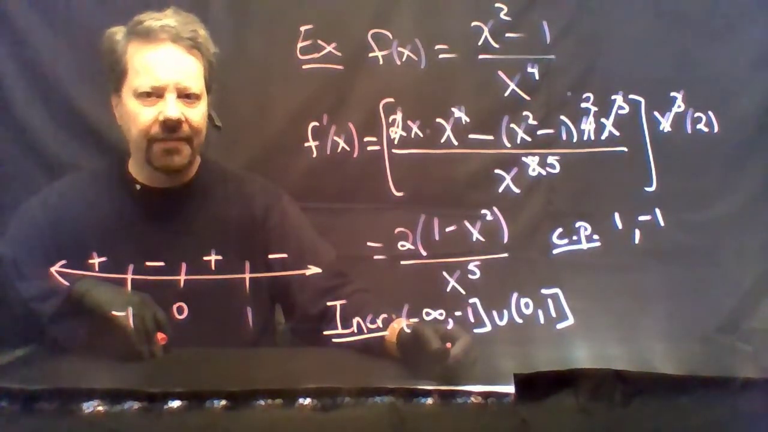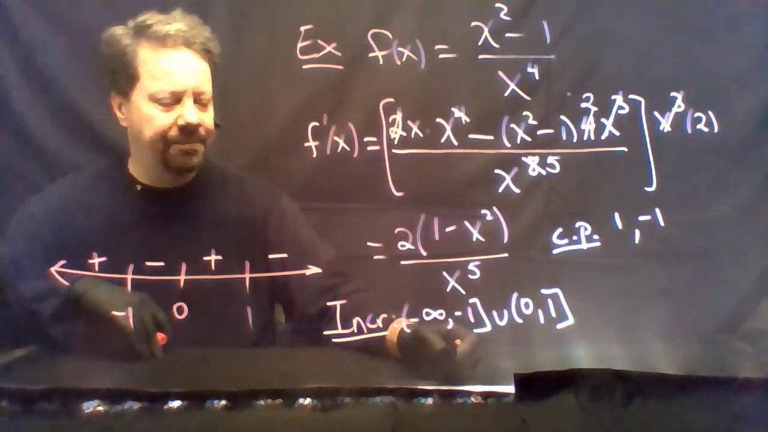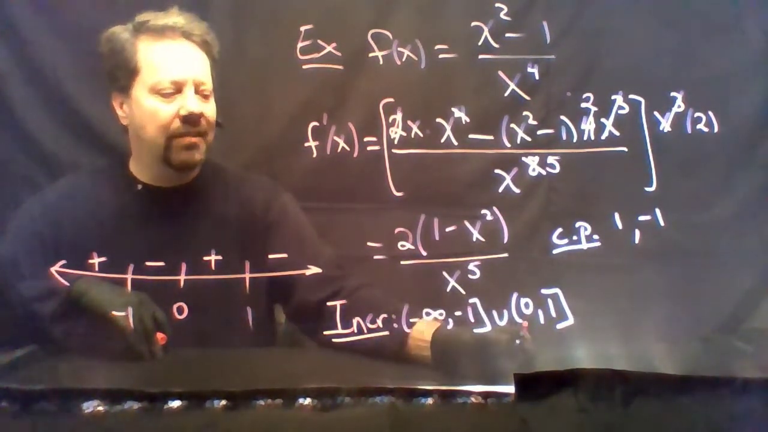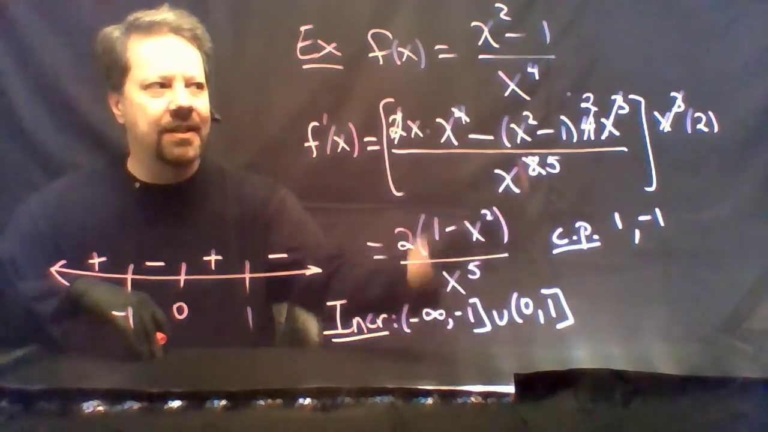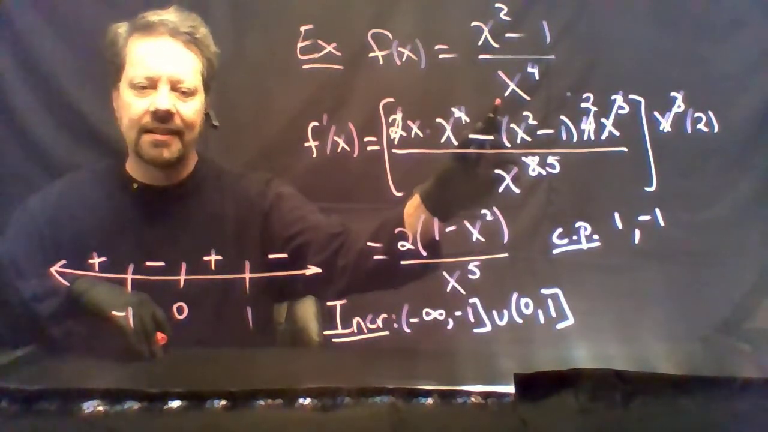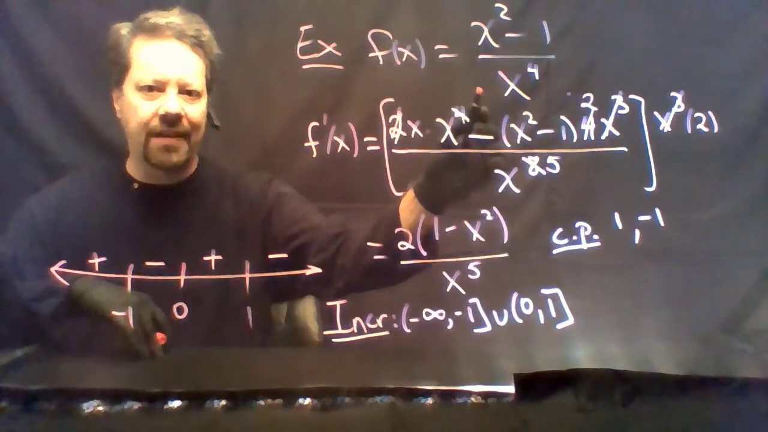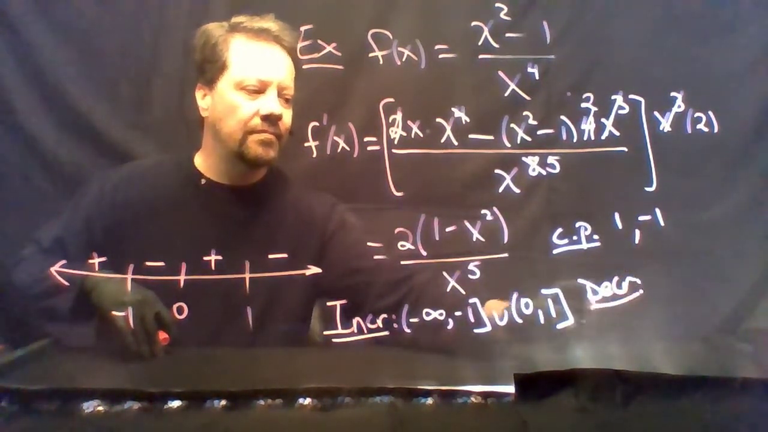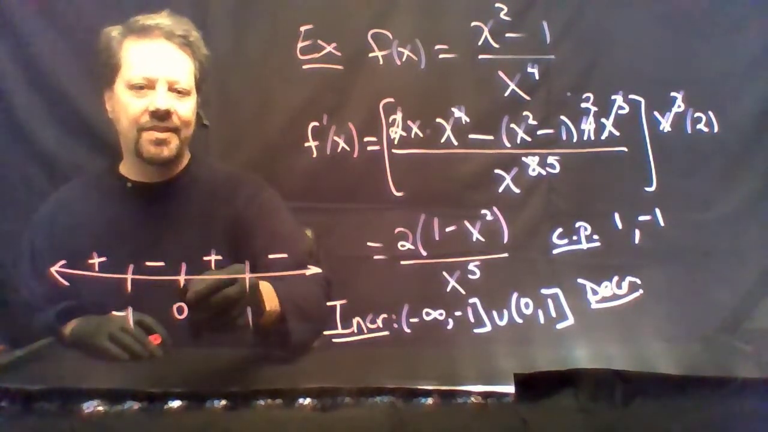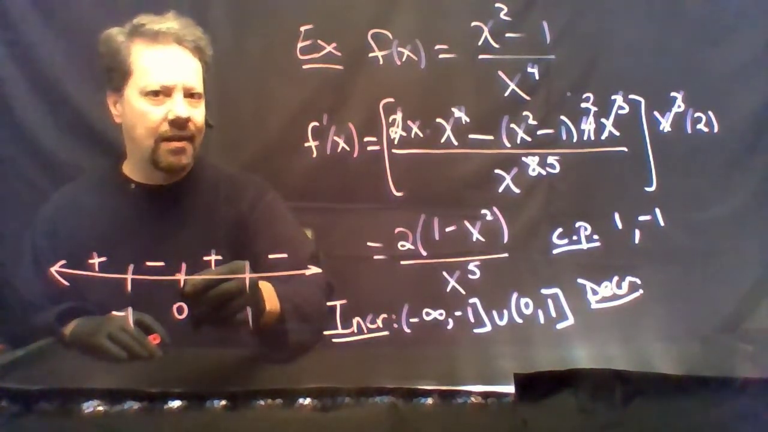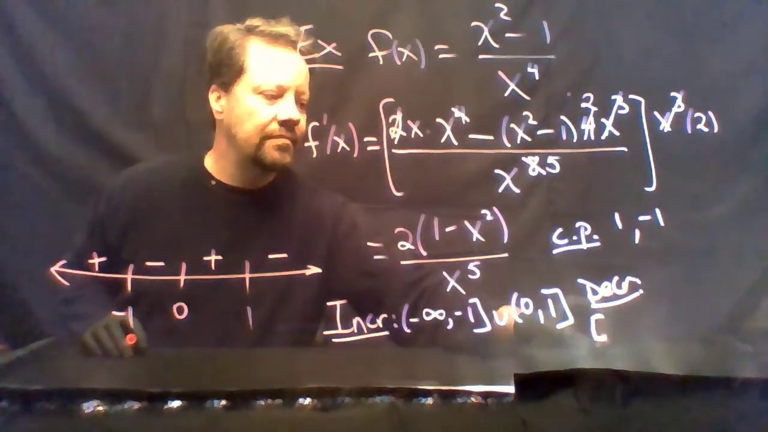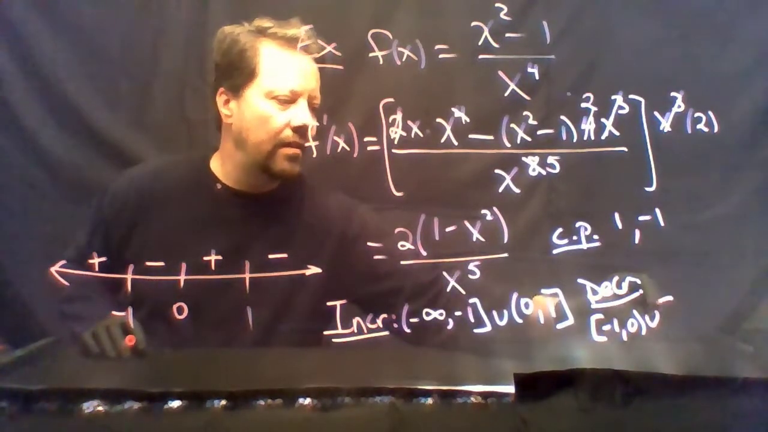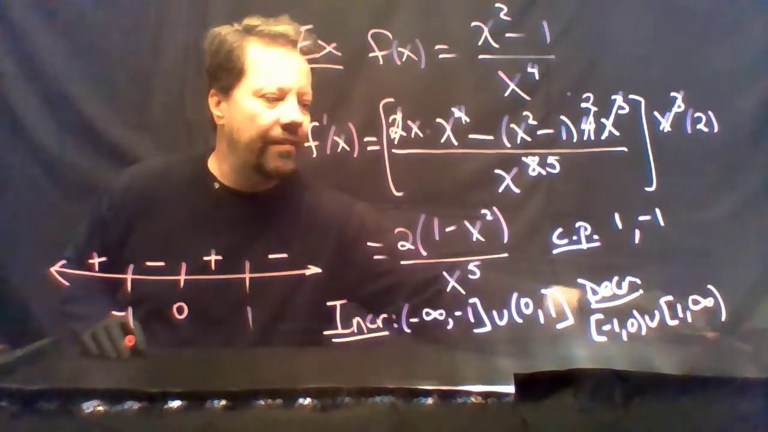Take special note of the types of parentheses that I used here. We included the -1, but we did not include 0. We can't include 0 because the function's not even defined at 0. It can't be increasing there if it's not even defined there. Where is the function decreasing? From -1 to 0, including -1, not including 0, and from 1 to infinity.